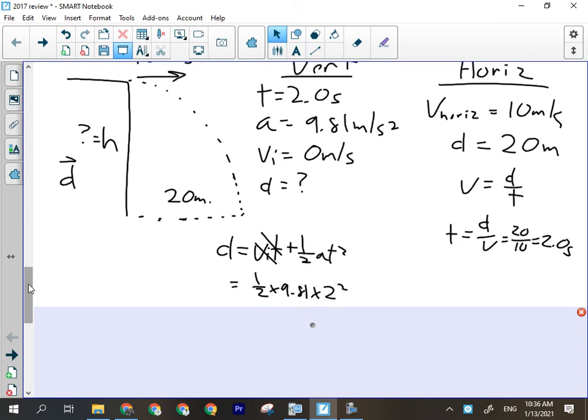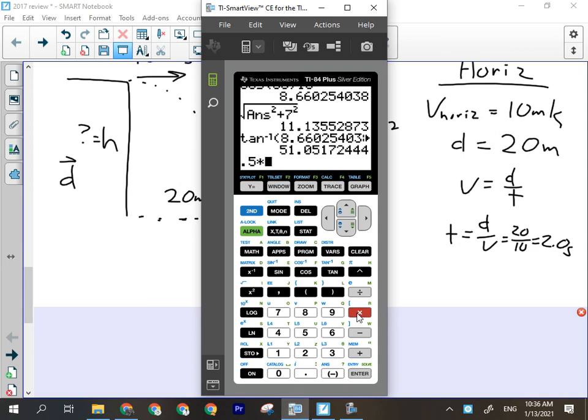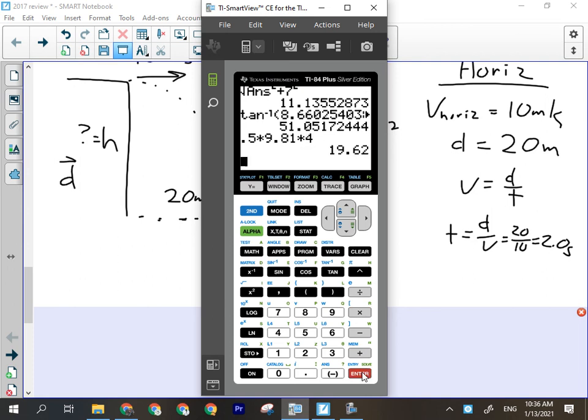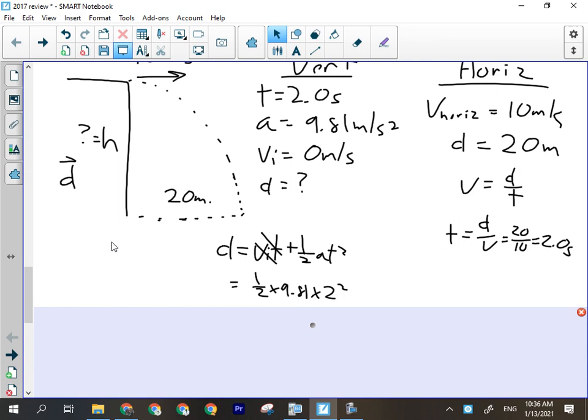So 0.5 times 9.81 times 4. It's going to fall 19.62 meters. Everybody all right with that? So that's a horizontally projected projectile.